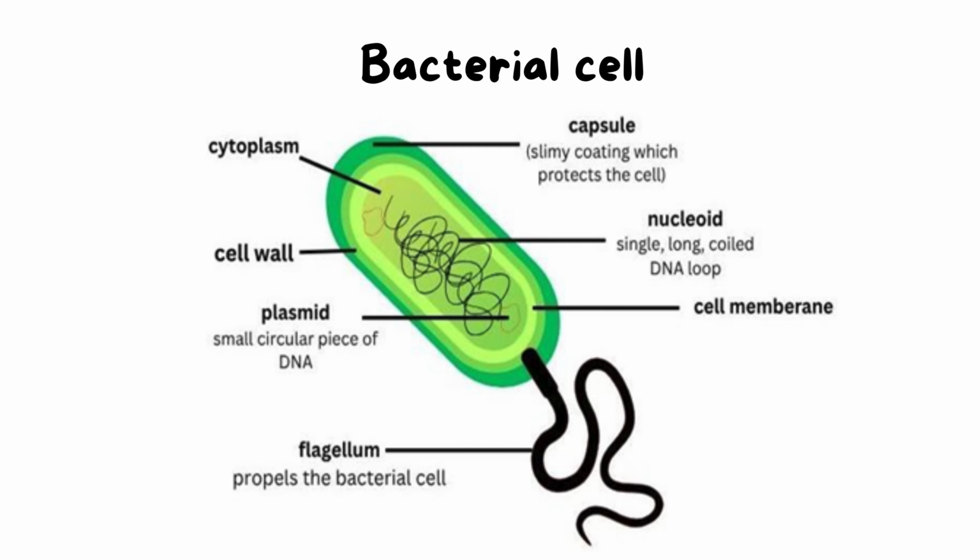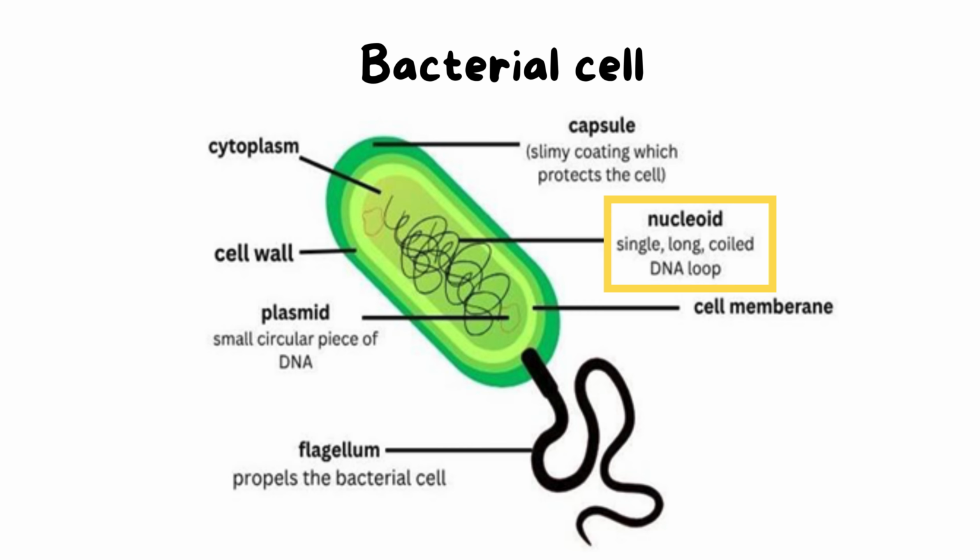They have a capsule which is a slimy protective coating, a nucleoid which is a single long coiled loop of DNA that contains the genetic material of the cell. Please observe that this genetic material is not membrane bound, that is, it is not enveloped within a nucleus as seen in plant and animal cells.